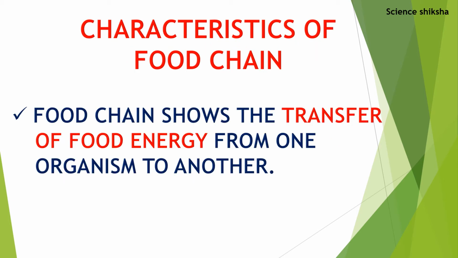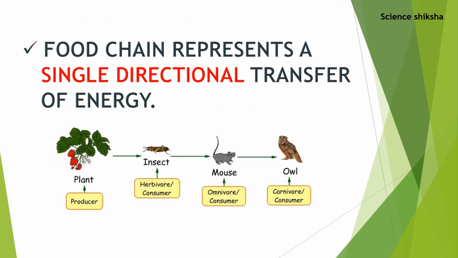Next are the characteristics of food chain. Food chain shows the transfer of food energy from one organism to another. Food chain also represents a single directional transfer of energy.